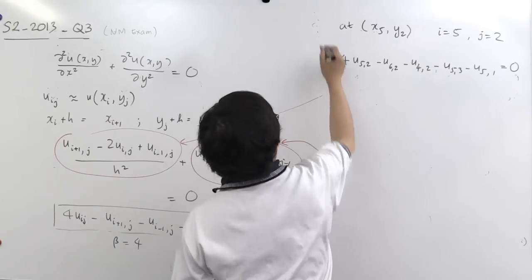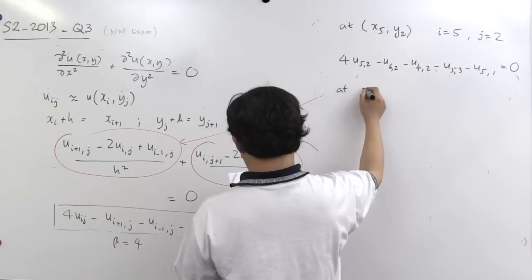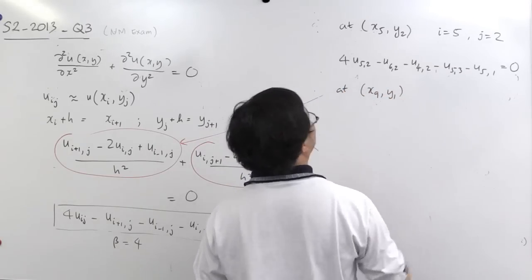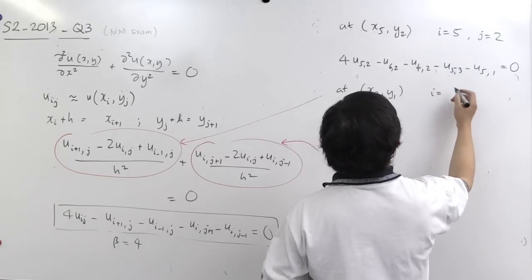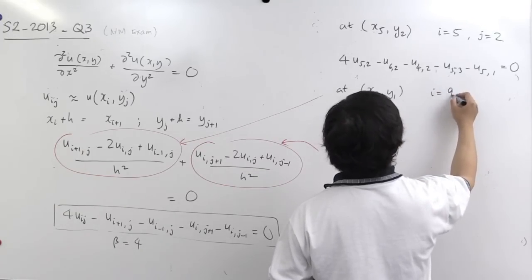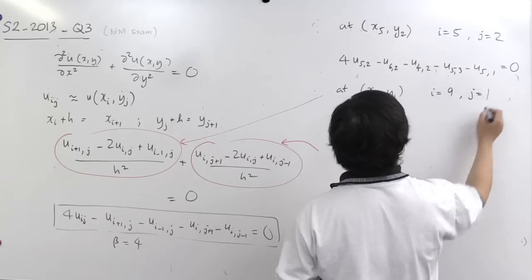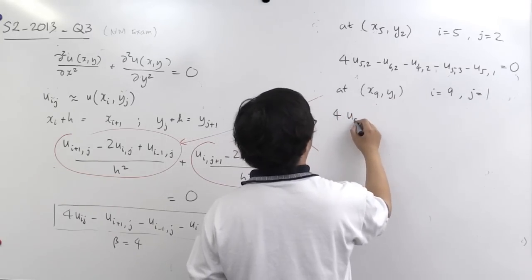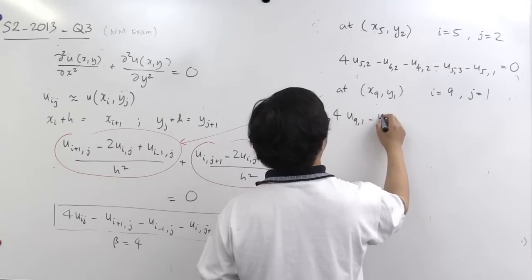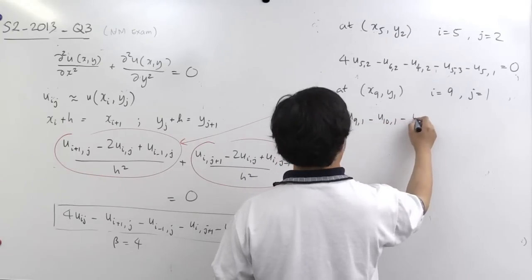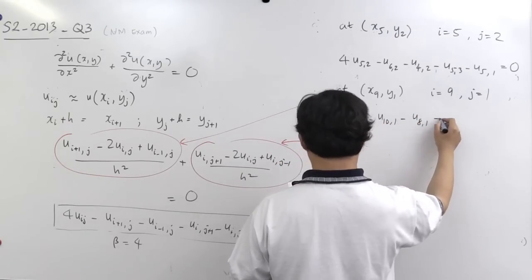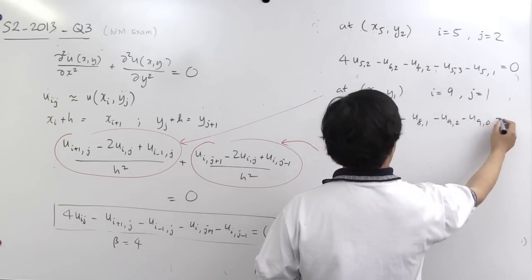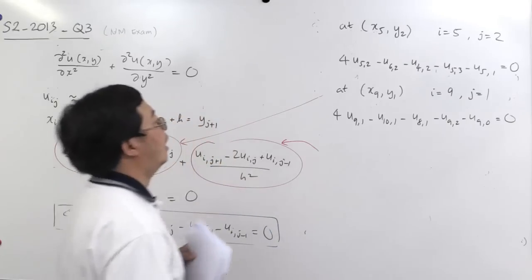And the next question is at x9, y1. Here i equals 9 and j equals 1. Then you have 4 u9,1 minus u10,1 minus u8,1 minus u9,2 minus u9,0 equals 0.